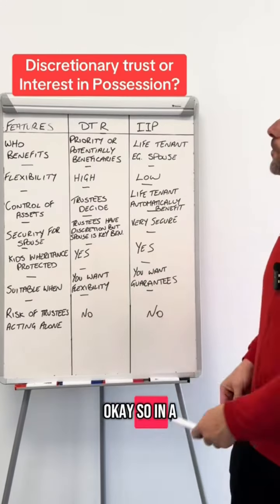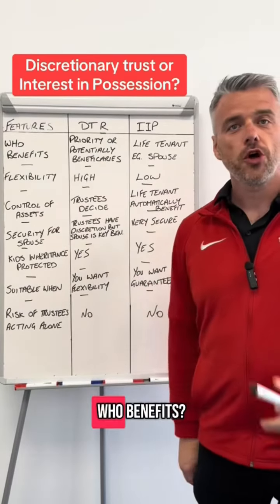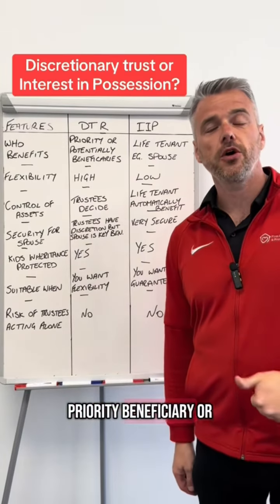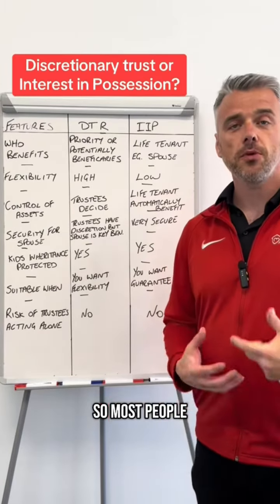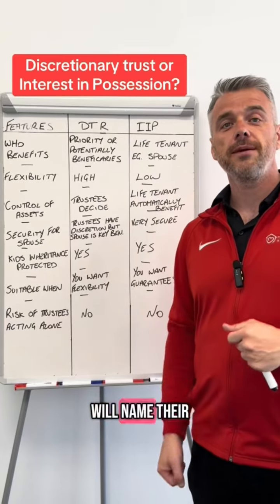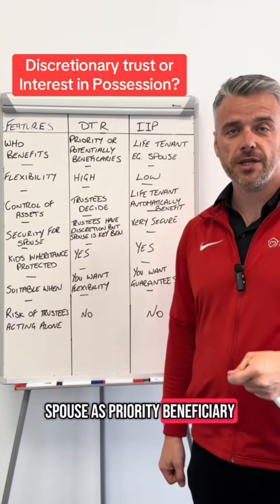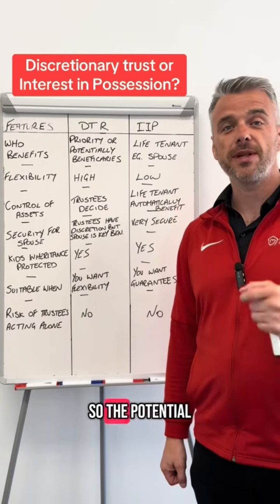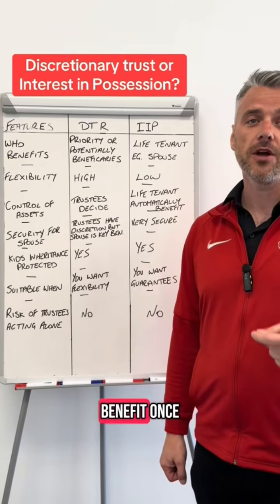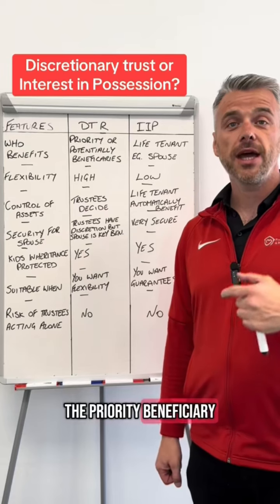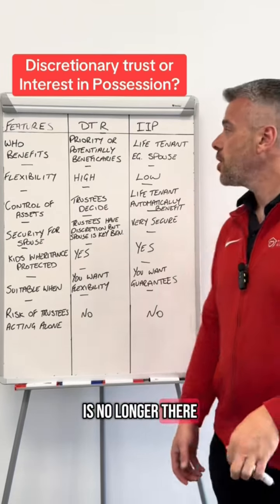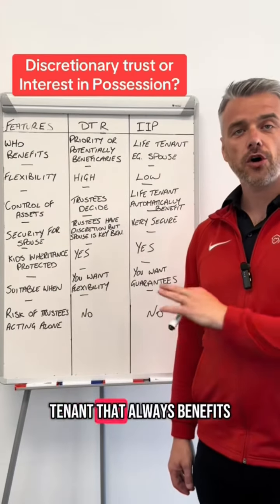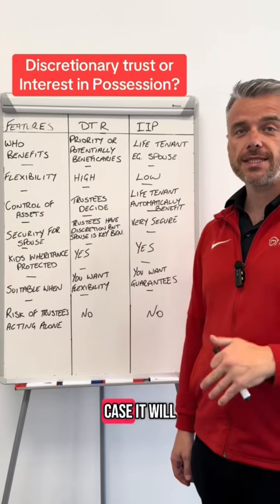Okay. So in a discretionary trust, who benefits? Well, as you can see here, it'll be your priority beneficiary or your potential beneficiaries. So most people in this scenario will name their spouse as the priority beneficiary and their children or grandchildren as potential beneficiaries. So the potential beneficiaries can only benefit once the priority beneficiary has benefited or is no longer there. Whereas with an interest in possession trust, it's the life tenant that always benefits. So in this case, it would be the spouse.